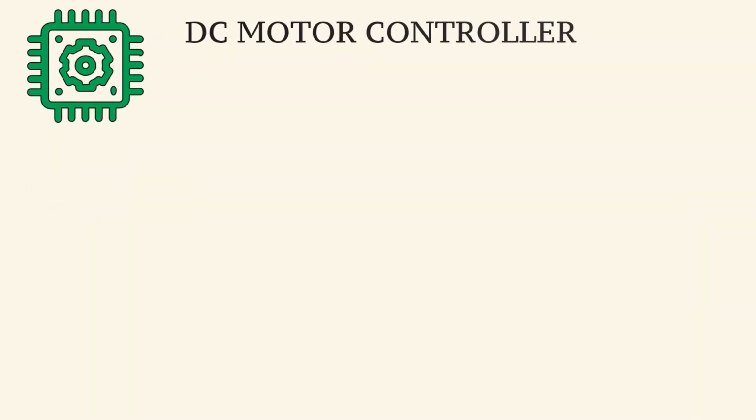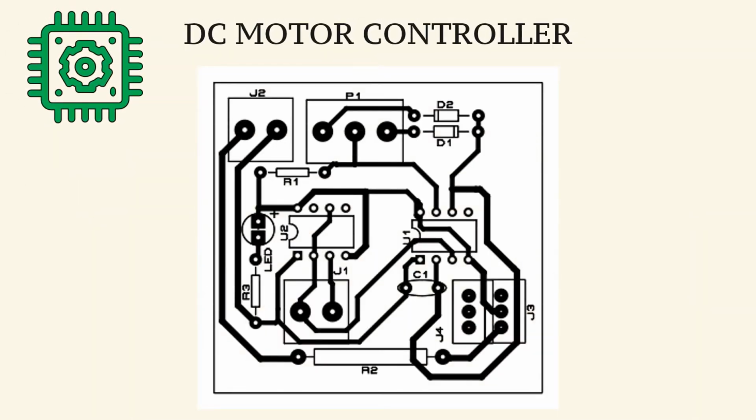This is the PCB layout that I've designed in Proteus. J2 is the 9V battery, P1 is the potentiometer, J1 is the DC motor, J4 and J3 is the 6-pin push button switch. All are represented as terminal blocks. R2, R3, R1 are the resistors, whereas D2, D1 are the diodes. And U1, U2 is the microprocessor, and C1 is the capacitor.